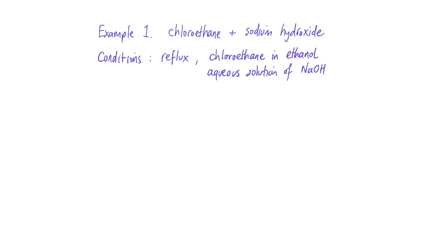So pause the video and have a go at drawing this mechanism. First thing you need to recognise is that, of course, sodium hydroxide is ionic, so when we have that in solution, the two ions are completely separate, so you've got the hydroxide ion and the sodium ion. So the hydroxide ion is the only thing that's actually taking part in this mechanism. The sodium ion is a spectator ion, really.